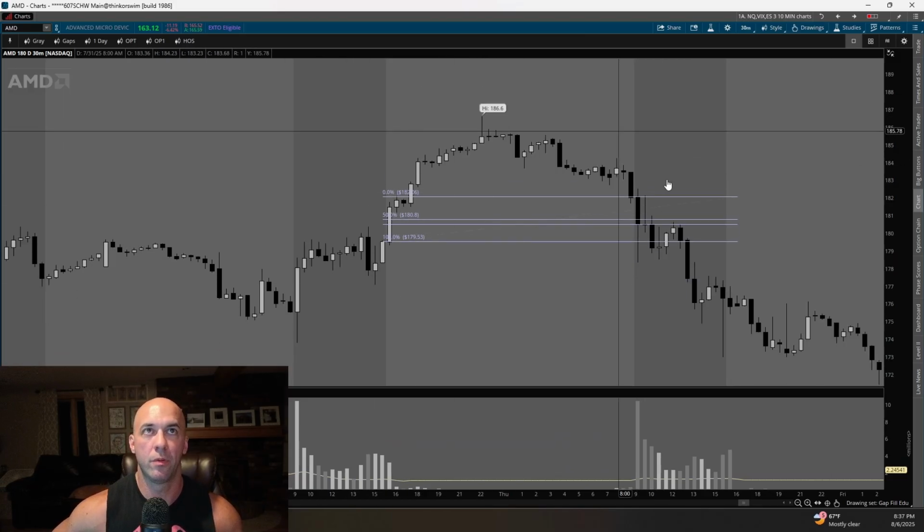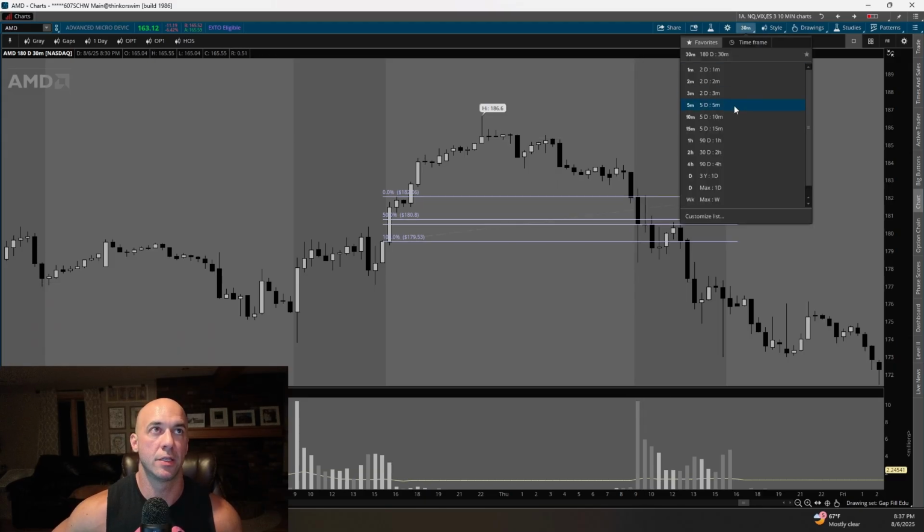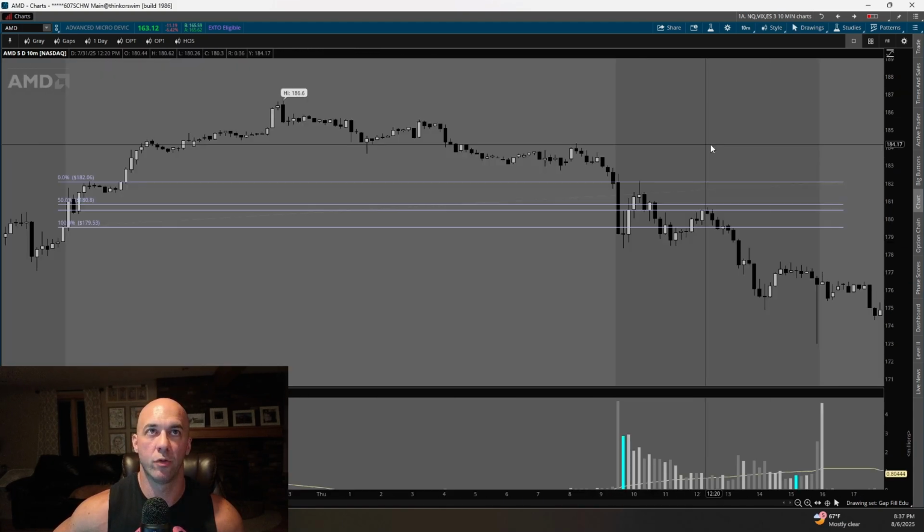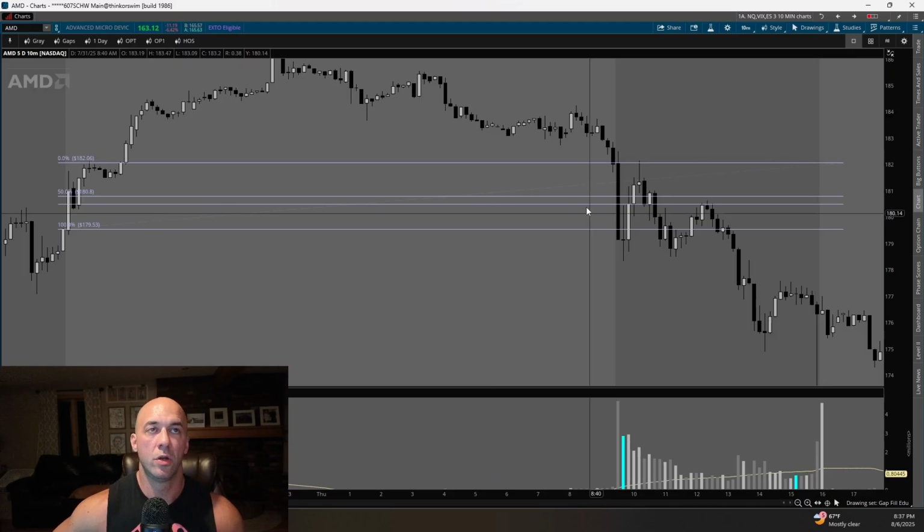Now, looking at this, right, what do we see? We had a gap up overnight, and we immediately filled that gap in the first 10 minutes. Let's go back to the 10-minute chart to view this. And a lot of times you'll see more information on the 10 or the 5-minute chart. So we had a gap fill.